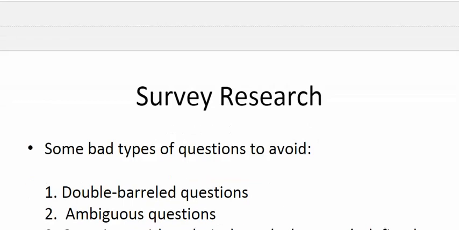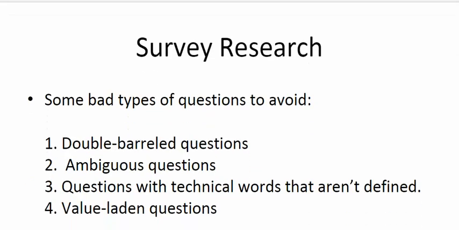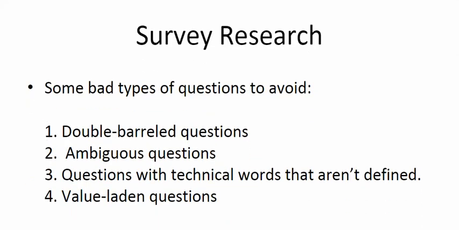Let's now talk about some bad questions that need to be avoided. The first one is a double-barreled survey question. A double-barreled question is a question that asks 2 separate questions. It's 2 questions wrapped into one. An example might be, do you smoke and drink? Or do you eat healthy and exercise? Each of those is asking 2 separate questions.